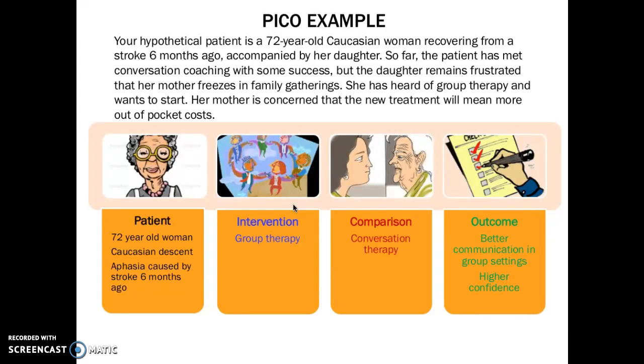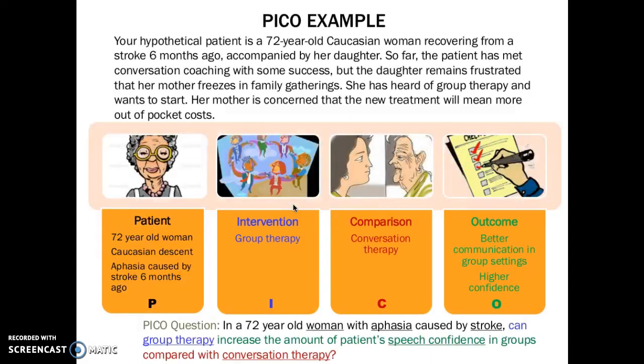If we were to write out our PICO question based on this information, we would write, in a 72-year-old woman with aphasia caused by stroke, can group therapy increase the amount of patients' speech confidence in groups compared with conversation therapy? Note that the PICO parameters are underlined and highlighted in black, blue, red, and green.